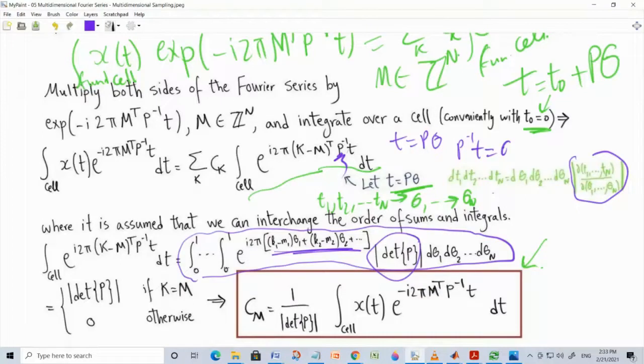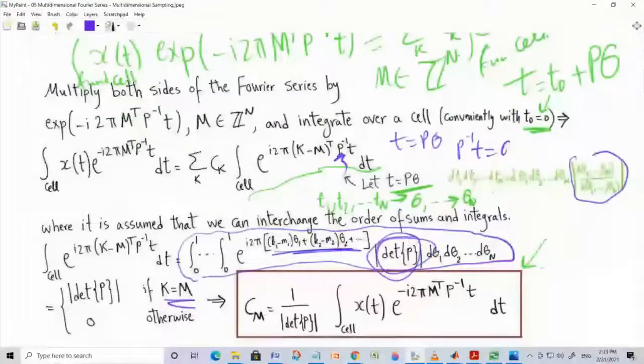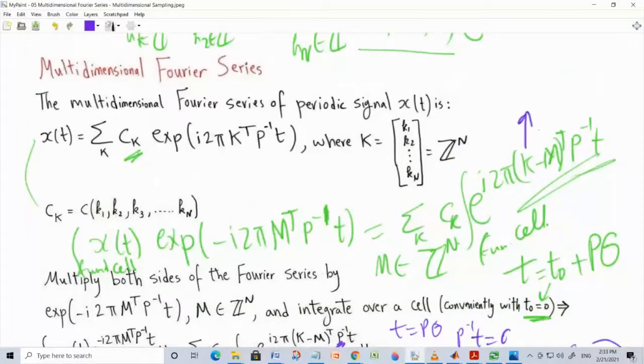All of those integrals will give you this determinant here if each k matches each m, so if big K is equal to big M. Otherwise you will get a 0. And so this means that the coefficient. Basically again, you multiply this thing, you integrate, and you will find that this integral is 0 if k is not equal to m.